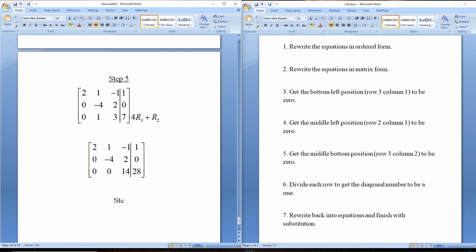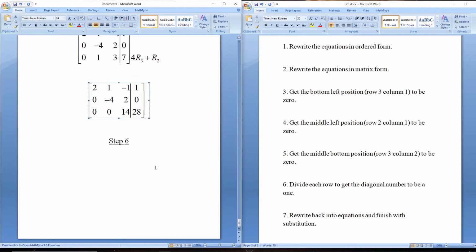And that is step 6. So if we look over here, step 6, divide each row to get the diagonal number to be a 1. Let's take that, step 6 here.